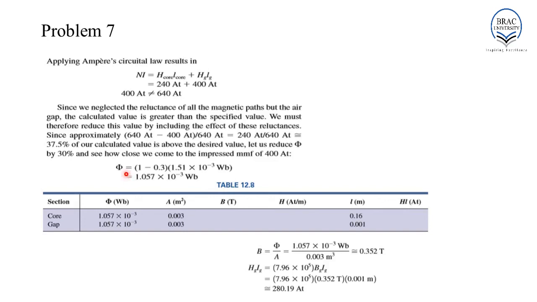If we reduce the value of phi by 30%, it will be equal to 1.057 times 10 to the power minus 3 Webers. Again, we make a new table and fill in all the required values. We can calculate B using the expression phi by A. Now, B will be equal to 0.352 Tesla. Then we determine Hg Lg using this expression, which will be equal to 280.90 ampere turns.